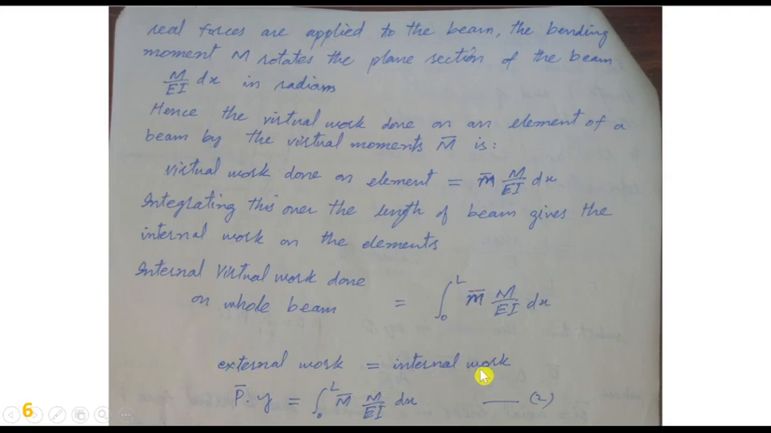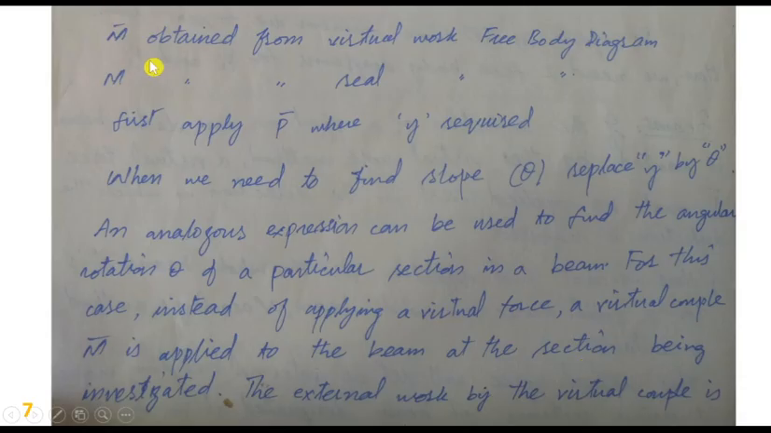External work is equal to internal work. So for external work, P bar into Y is equal to the integral from 0 to L of m bar into m over EI into dx. This is equation number 2. M bar is obtained from the virtual free body diagram, and m is obtained from the real free body diagram.